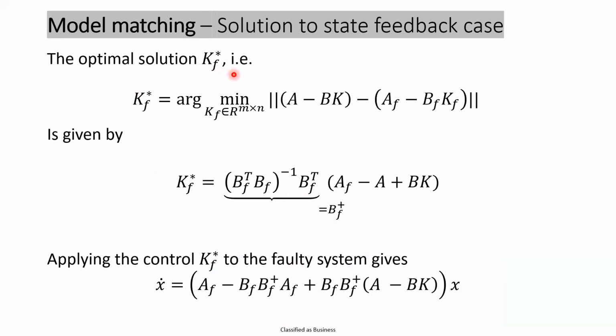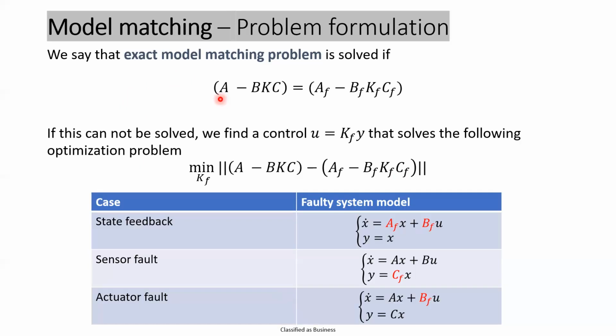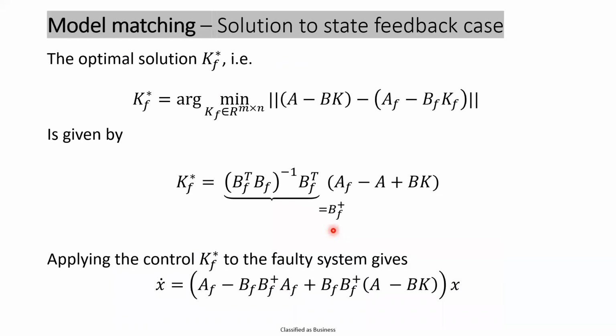This is the first case, when we have state feedback and a fault in the plant, and the fault could be in the plant and the actuator both at the same time. What can we do? In the first case, we have a state feedback. Therefore, instead of A minus BKC, we have only A minus BK. So we are trying to minimize the norm of A minus BK minus AF minus BF KF.